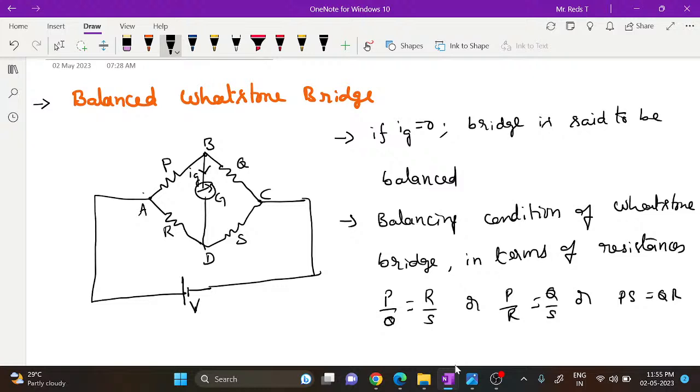Okay, fine. But what if P by Q is not equal to R by S? If P by Q equals R by S, the bridge is said to be balanced. Then no current passes through the galvanometer, and hence the potentials at B and D are the same. Usually current flows from higher potential to lower potential. If there is no potential difference, no current flows through the galvanometer. So as no current flows through it, the resistance of the galvanometer plays no role, and hence we can ignore it. By removing it, we simplify the circuit and work out with such circuits.